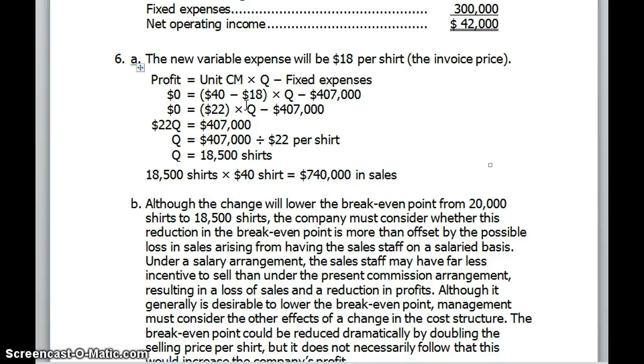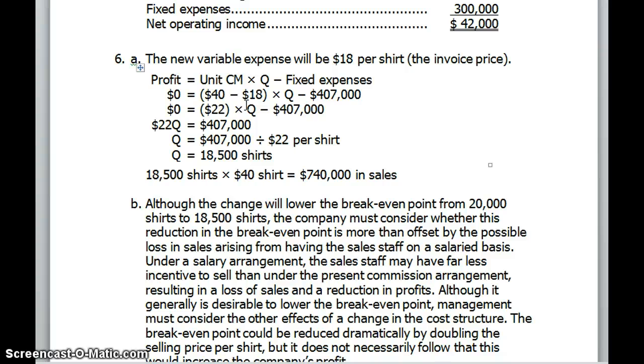You could have simply divided our new fixed cost of $300,000, which was original, plus the additional $107,000 of fixed cost that you would have by eliminating the sales commissions entirely and putting all salespeople on a fixed salary. This would certainly lower the break-even point down to 18,500 shirts, and we would only need $740,000 in sales revenue to break even.